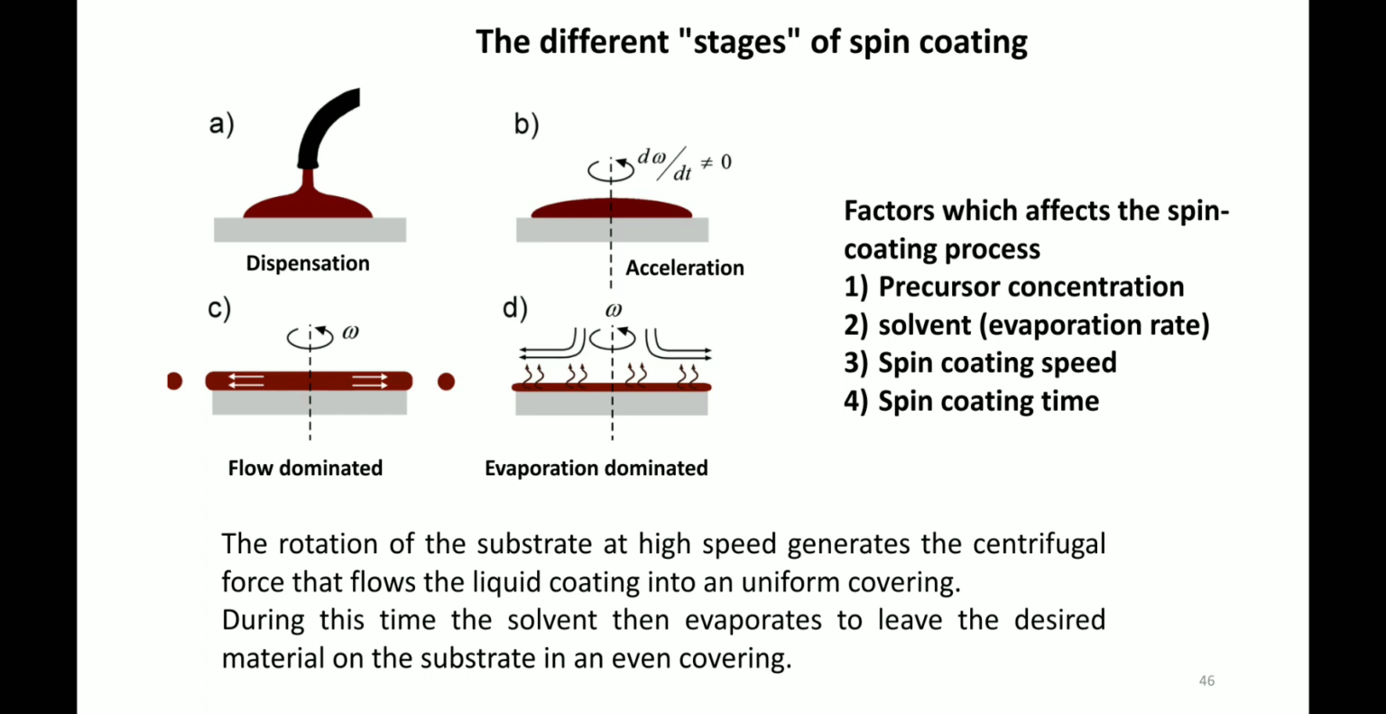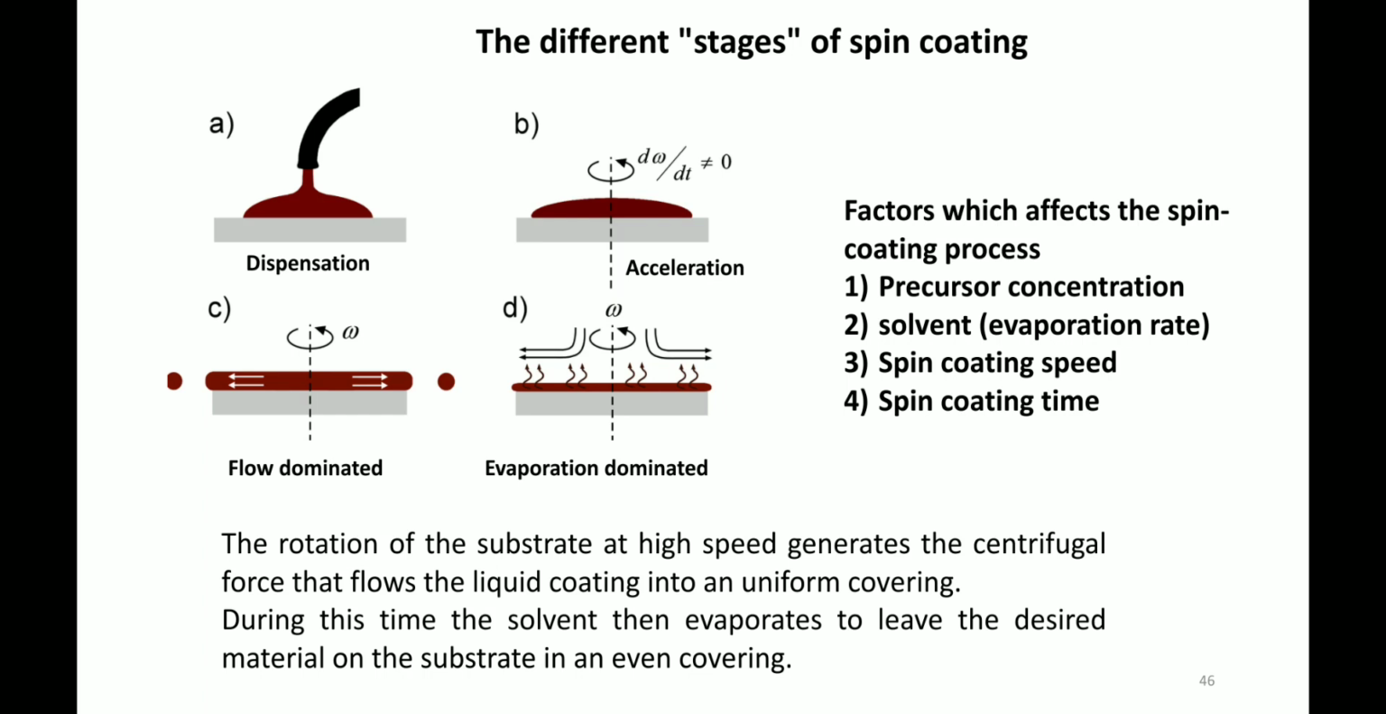So when you start to deposit the film, it is liquid which is present on the substrate. Once you complete the spin coating process, what you have is a dried film on the surface of the substrate. The rotation of the substrate at high speed generates the centrifugal force. This is the force which acts in the outward direction. So that is a centrifugal force.